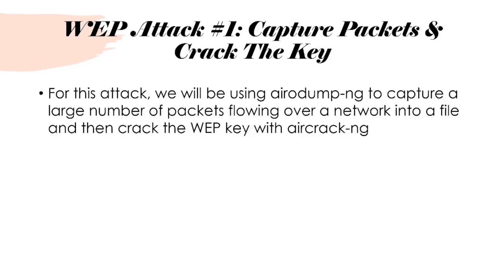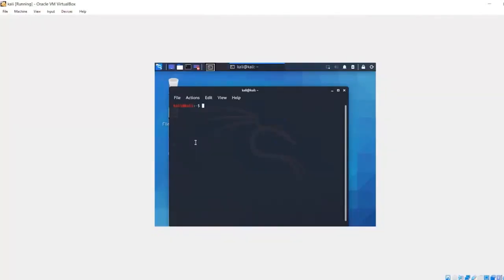So we're going to use Airodump-ng, part of the Aircrack-ng suite, to capture a large number of packets flowing over a network into a file, and then we're going to use that file to actually crack the WEP key with Aircrack-ng. So now let's go over to our Kali Linux machine and actually try to do this attack.